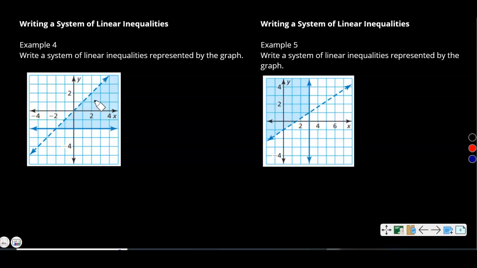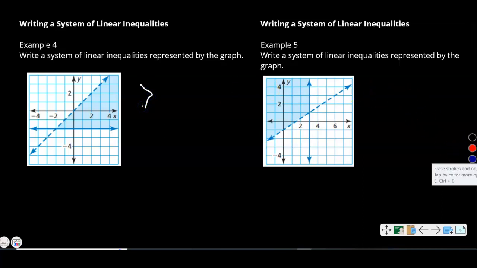So the first thing is maybe to look at the boundary lines, and that's a good way to get started. So let's think about just this line right here first. This is solid. It's a horizontal line. So it goes through y at -2. So we're going to have everything.